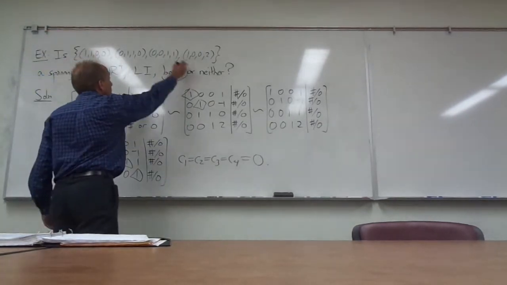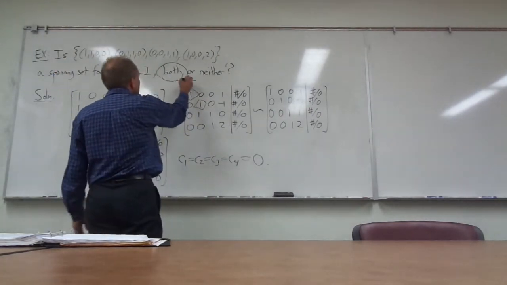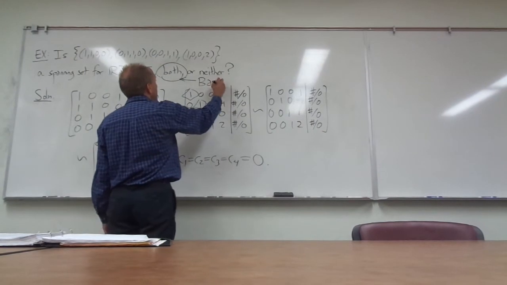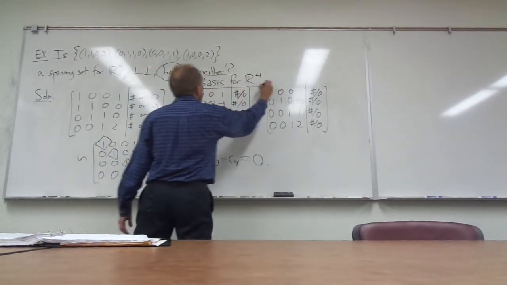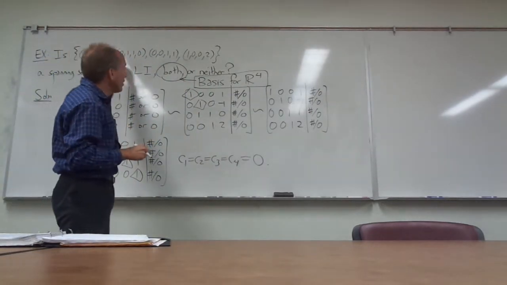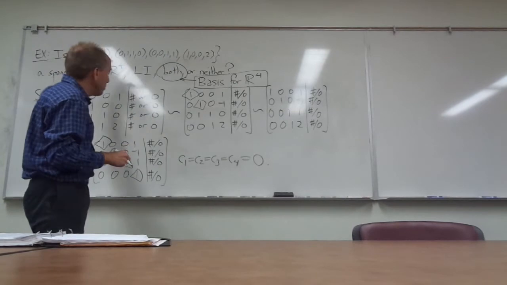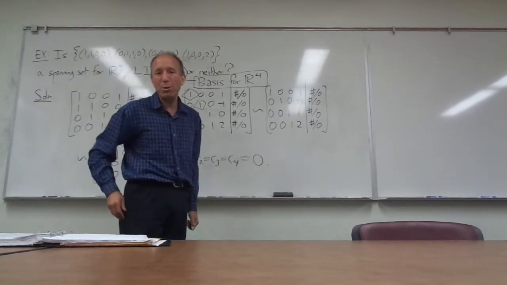So this is actually both. And in fact, let me just remind you, that means that this is a basis for R4. We have exactly a linearly independent set of vectors that spans our space. We have spanned R4 as cheaply as we could.